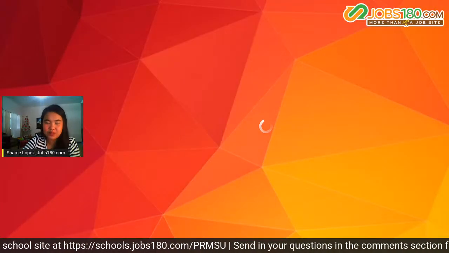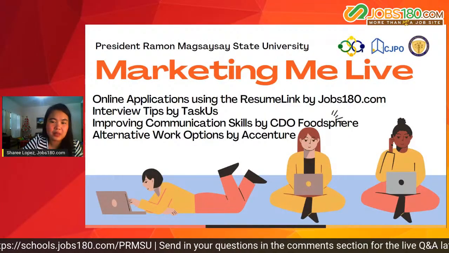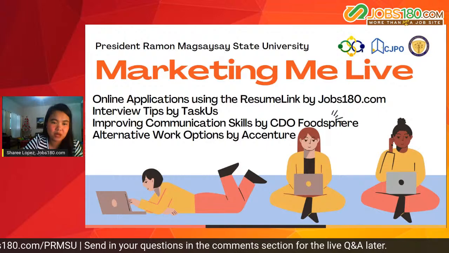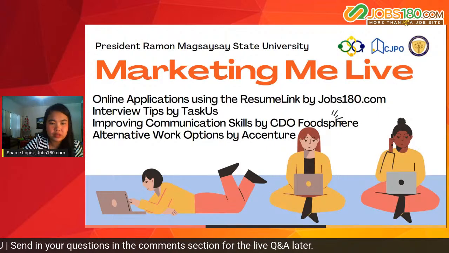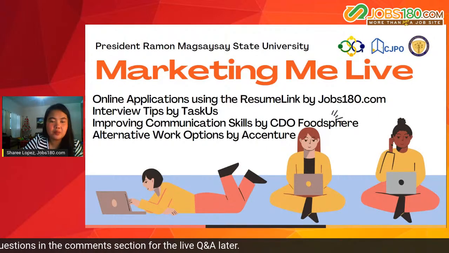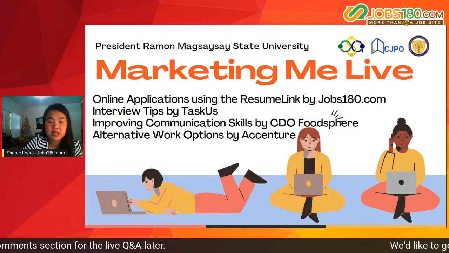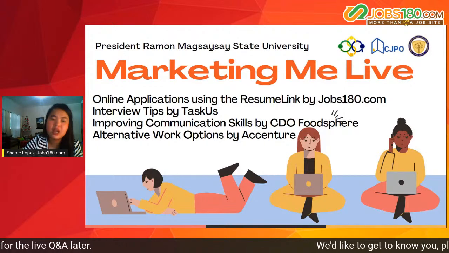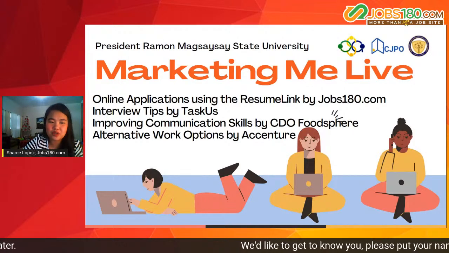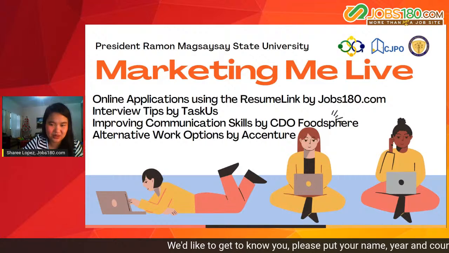So here is our schedule for this afternoon. We have online applications to be discussed by jobs180.com. We have interview tips by Task Us, improving communication skills to be presented by CDO Foodsphere, and alternative work options to be presented by Accenture.